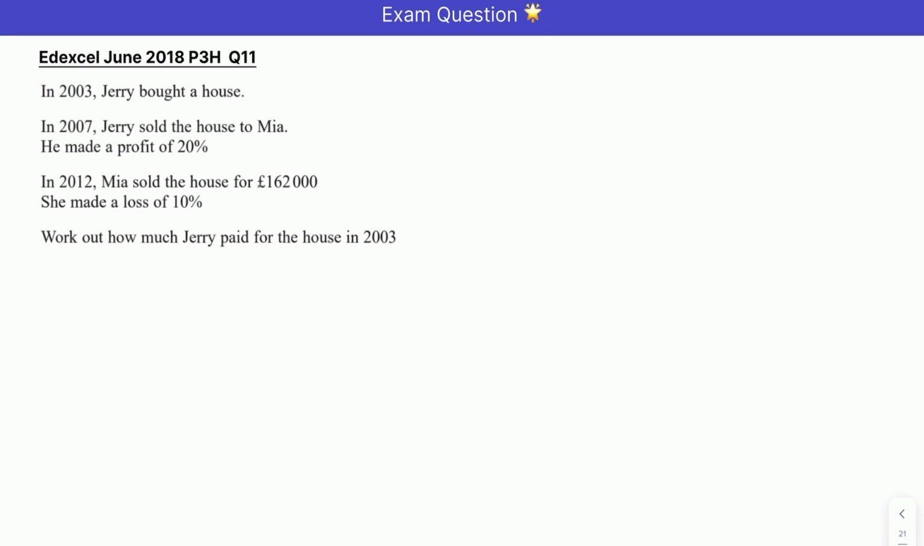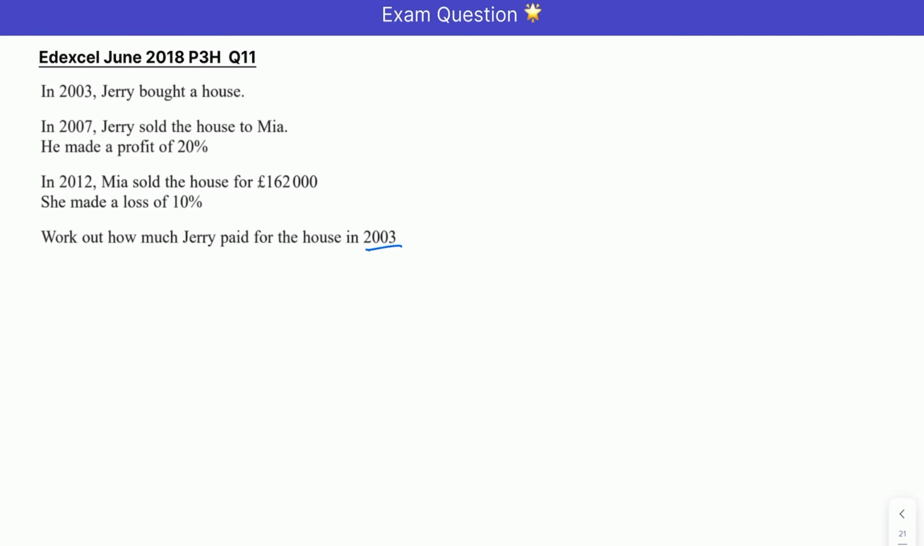So I'm going to go through the first one now. So in this case, Jerry bought a house in 2003, and then he sold it to Mia in 2007, and then Mia sold the house for $162,000, and she made a loss in 2012. How much did Jerry pay for the house in 2003? So you can see you're working back, and there's multiple steps.